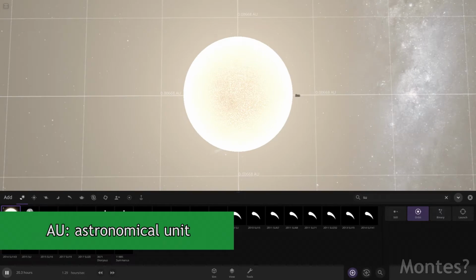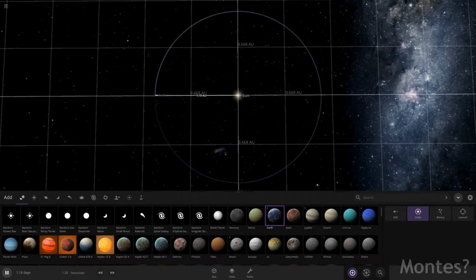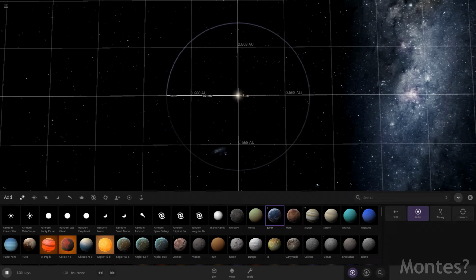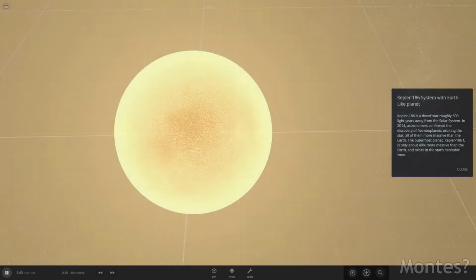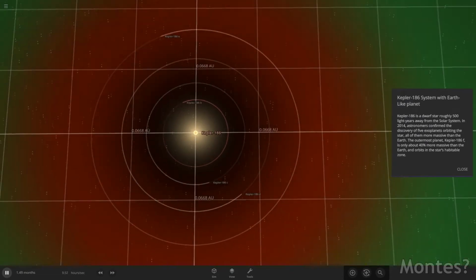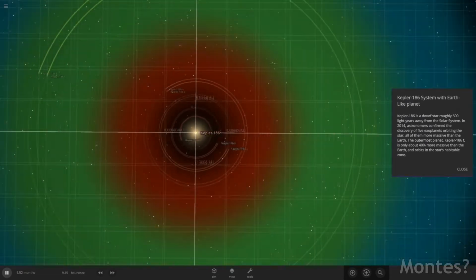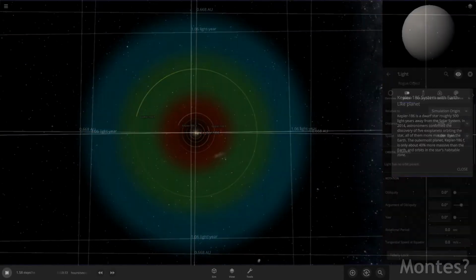Understanding this, I present you the astronomical unit, which is defined as the average distance from the Earth to the Sun, and is equivalent to 149 million kilometers. This is widely used in terms of planetary systems to describe the distance in terms of Sun-Earth proportions.